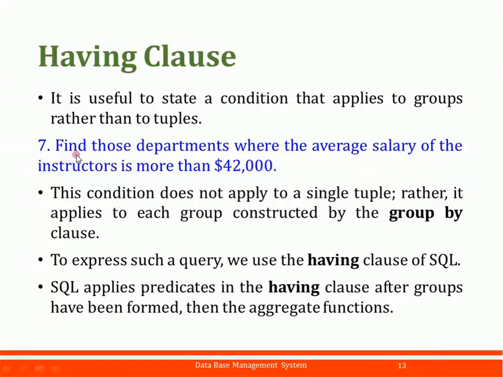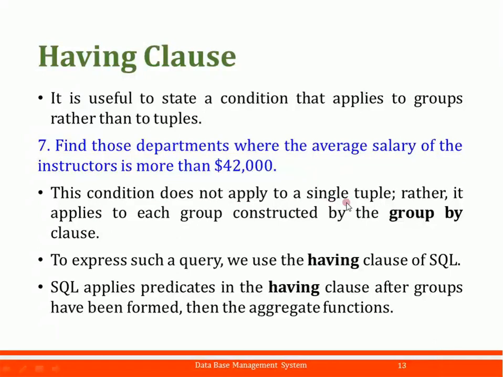Consider the example: find those departments where the average salary of the instructors is more than 42,000. So here you have three tasks. One is to group the tuples based on the department. That is the first activity. The second activity is to find the average of the salary, but you have to apply the condition of being above 42,000. So you have three important things to be done.